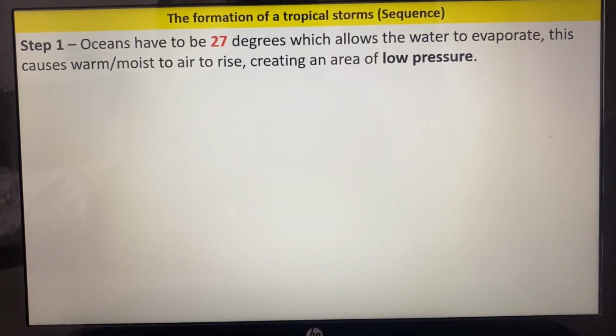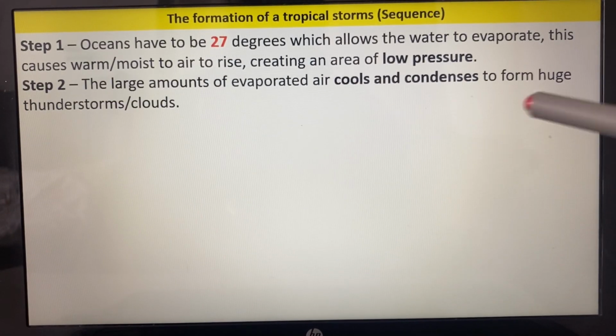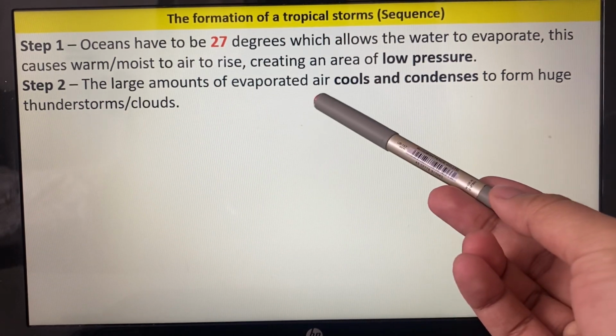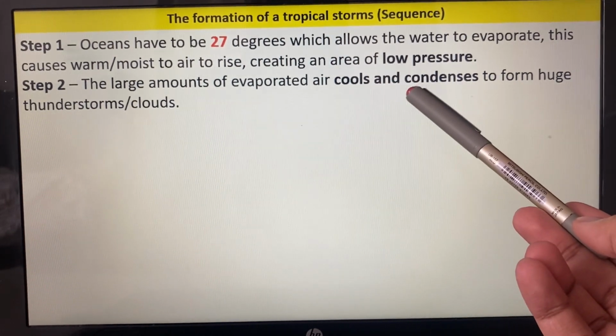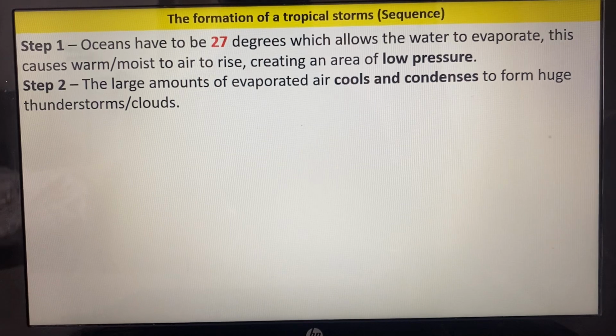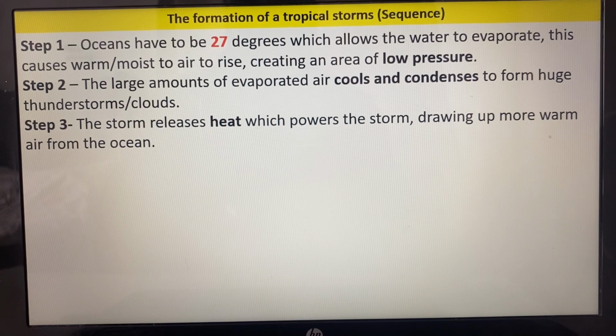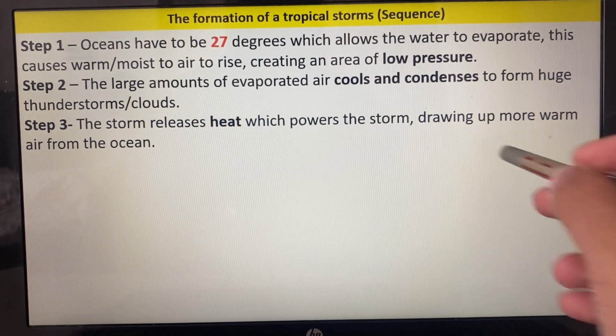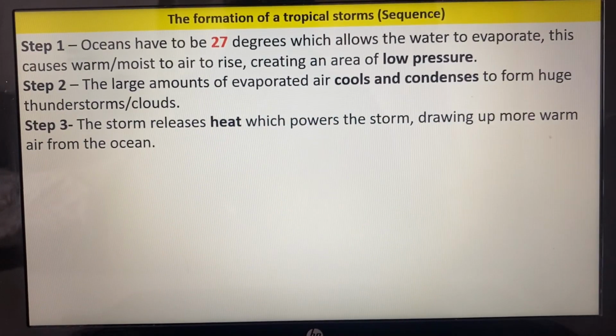So as lots of warm air rises, now you've got to think, what does that warm air do? What happens to it as it reaches the higher atmosphere? What it starts to do is cool and condense. Remember, we need to think about how it forms these clouds. So then you'd mention something like this evaporated air, the water vapor, cools and condenses to form huge thunderstorms and clouds. Then you'd mention that there is a lot of energy within this storm. So I would say something like the storm releases this heat which powers the storm. And then you mention again, this continues to draw up more warm air from the ocean.